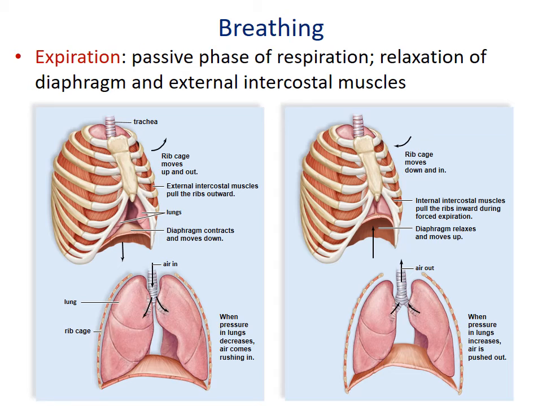Expiration then is passive. So once we're done breathing in, if we just relax and let those muscles relax and go back to their original places, the diaphragm is going to move back up, the rib cage will move down and in, the volume of our lungs and thoracic cavity will decrease, and therefore the pressure will increase. So the pressure increases to the point that it is greater than the atmospheric pressure outside of our bodies, and air naturally flows from the greater pressure in our lungs to the lower pressure out of our lungs.